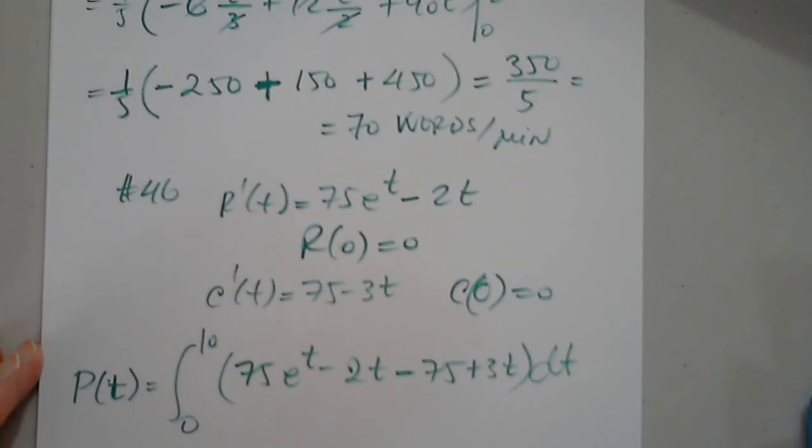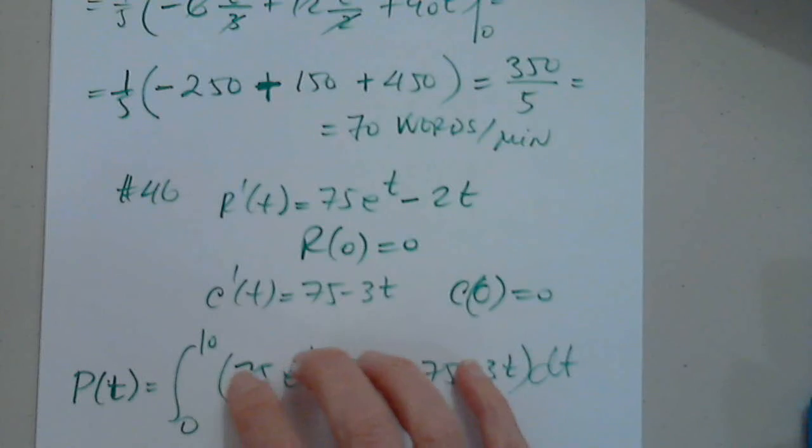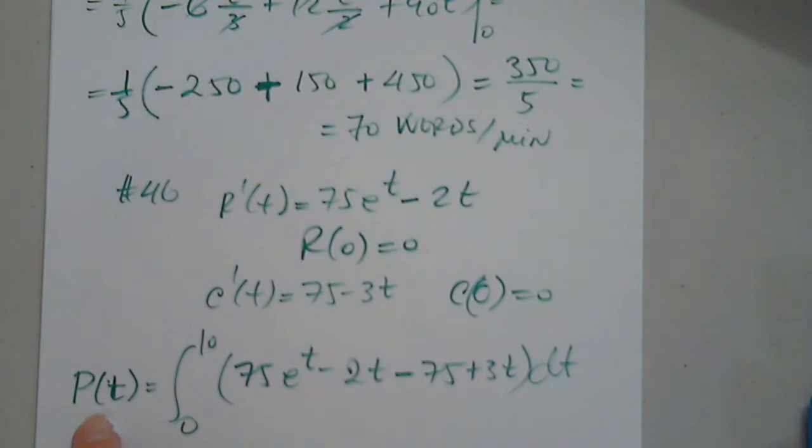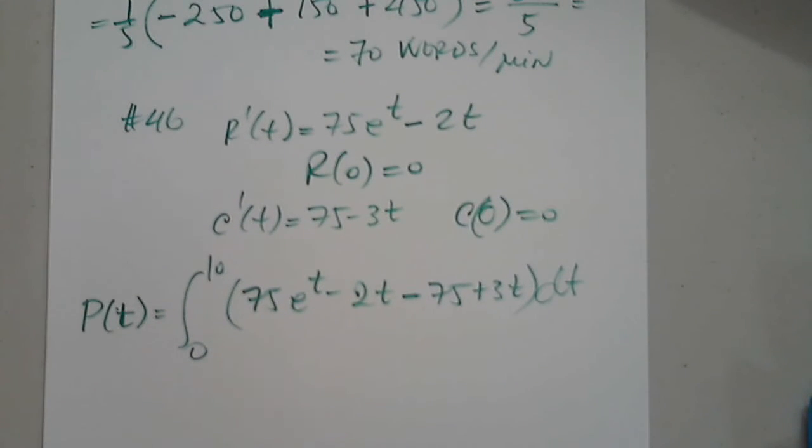Would it matter that it's the derivative? But this is what we have. We need the integral of the derivative to find the function. Exactly. Yes. So we are finding the area under these graphs to give us this function. Exactly. Is that okay? Yes. Any questions, anyone?